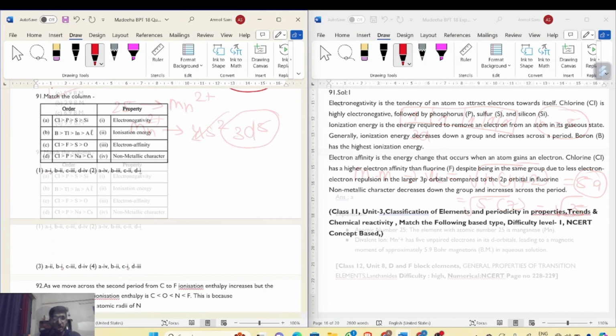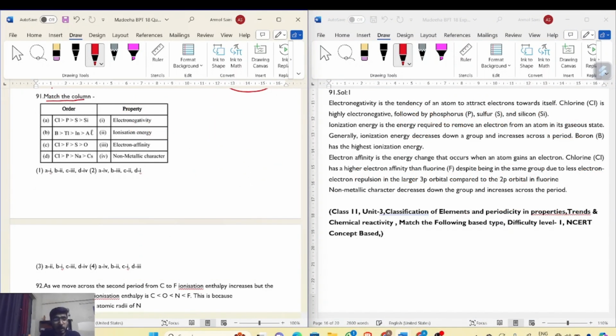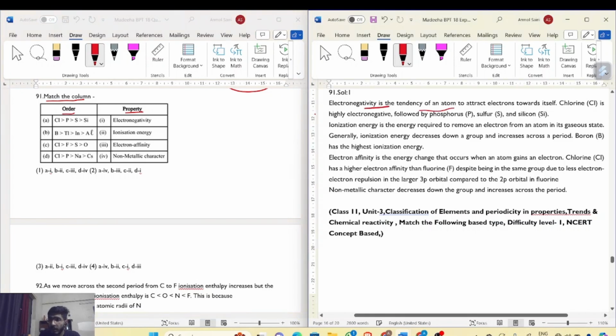Now, question number 91. Match the following. Here we are given the order and the property, and we have to check which property will satisfy the order. First of all, chlorine is greater than phosphorus, then greater than sulfur, then greater than silicon. First of all, we know that electronegativity is the tendency of an atom to attract electrons towards itself. In the given order, chlorine is the most electronegative, followed by phosphorus, then sulfur, then silicon.